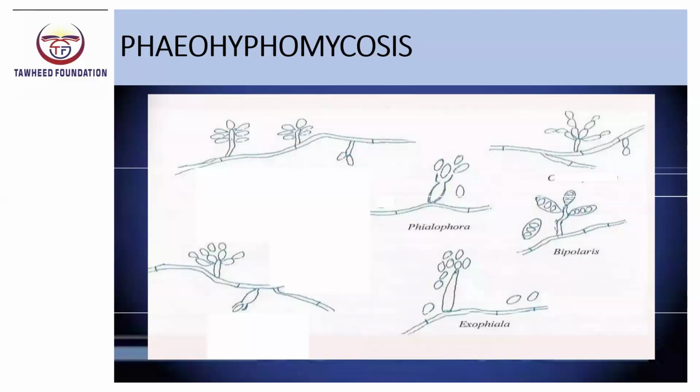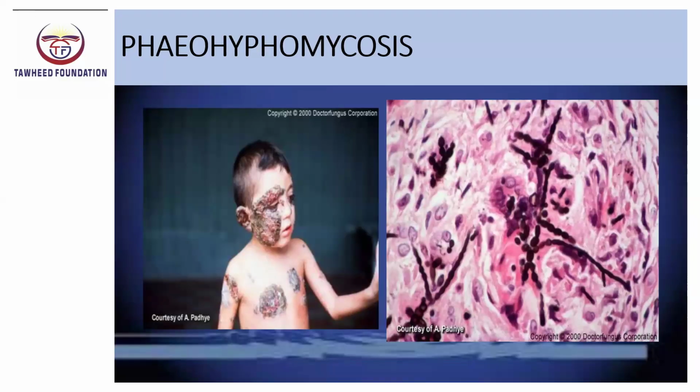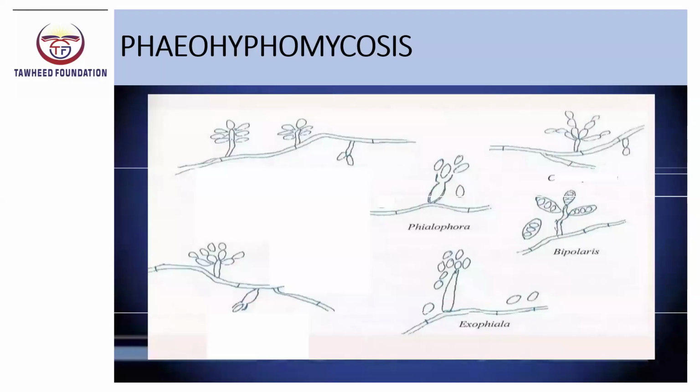For laboratory diagnosis, specimens include pus and biopsy tissue. Direct microscopic examination includes KOH and smear, showing brown septate hyphae. Culture on SDA, that is Sabouraud dextrose agar, shows very slow-growing black or gray colonies. You can see here examples of phaeohyphomycosis: Phialophora, Bipolaris, and Exophiala. These are the examples.